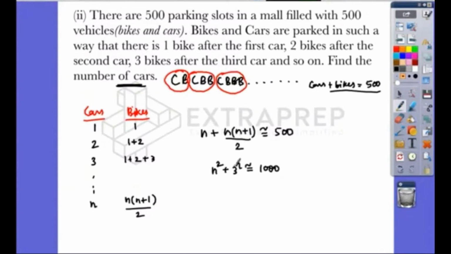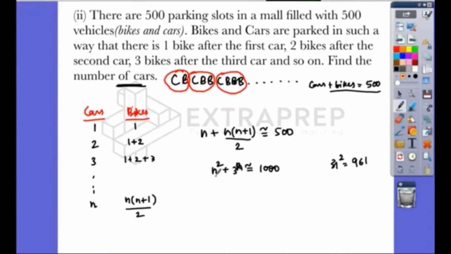Oh, sorry, this is 3n. That's almost equal to 1000. So n square plus 3n is almost equal to 1000. Tell me a perfect square number less than 1000. 31 square is 961. But if you take n as 31, 3 into 31 is 93. So 961 plus 93 is crossing 1000. So 31 is not possible.